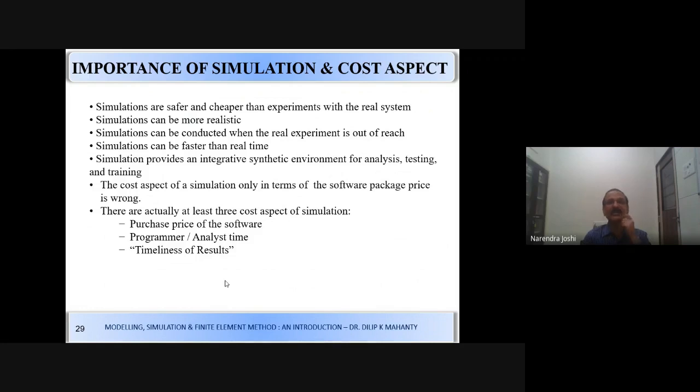There are actually at least three cost aspects of simulation: the purchase price of the software, programmer understanding, and timeliness of the results. If the result comes in time, how does it help in avoiding issues? For example, if you look 30 years back, a lot of the time on the eastern coast of our country we used to have a lot of loss of lives due to natural calamities. But over time, when we started simulating, we have been getting good and timely results, so that a lot of people can be evacuated when natural calamities like heavy rain or flooding come. So this is important for us to understand about simulation.